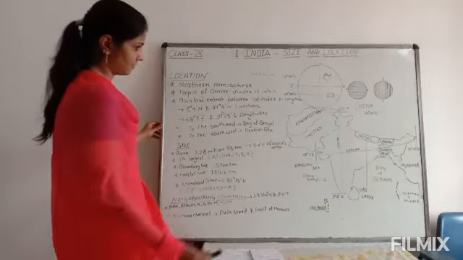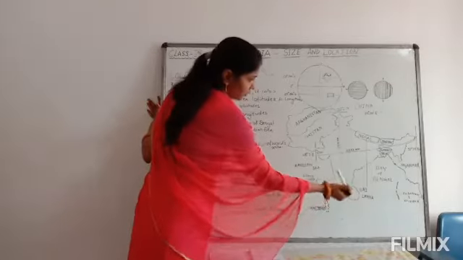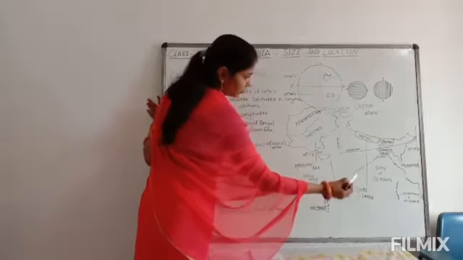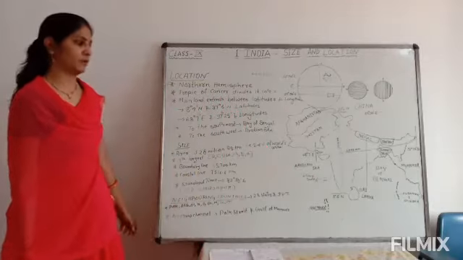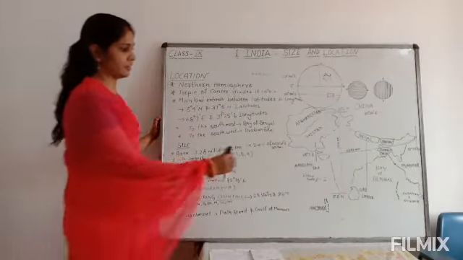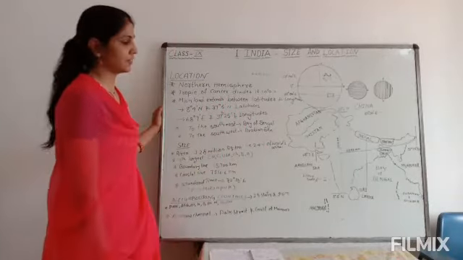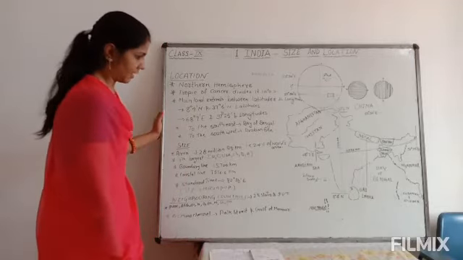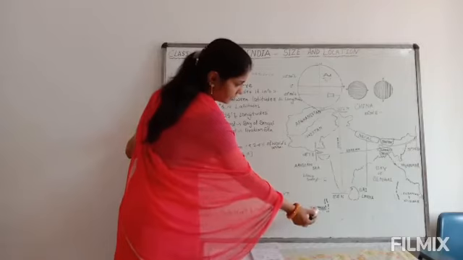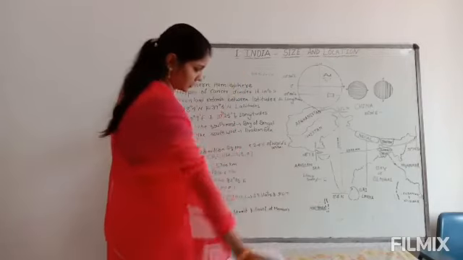Sri Lanka is a neighboring country and there is a narrow channel called Palk Strait and Gulf of Mannar, which divides India and Sri Lanka. This is a narrow channel which separates both the countries. And the Maldives is located below Lakshadweep.